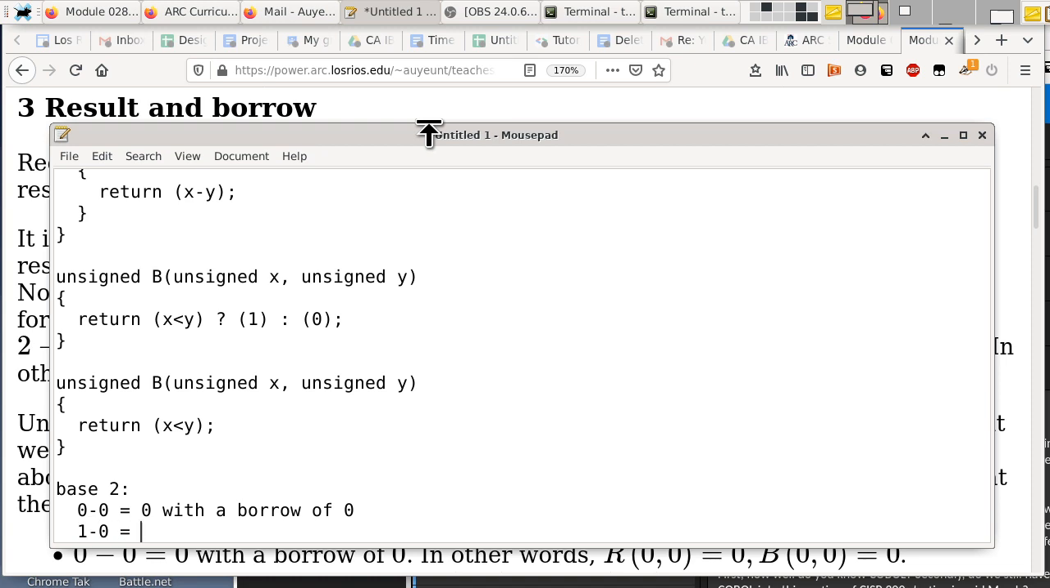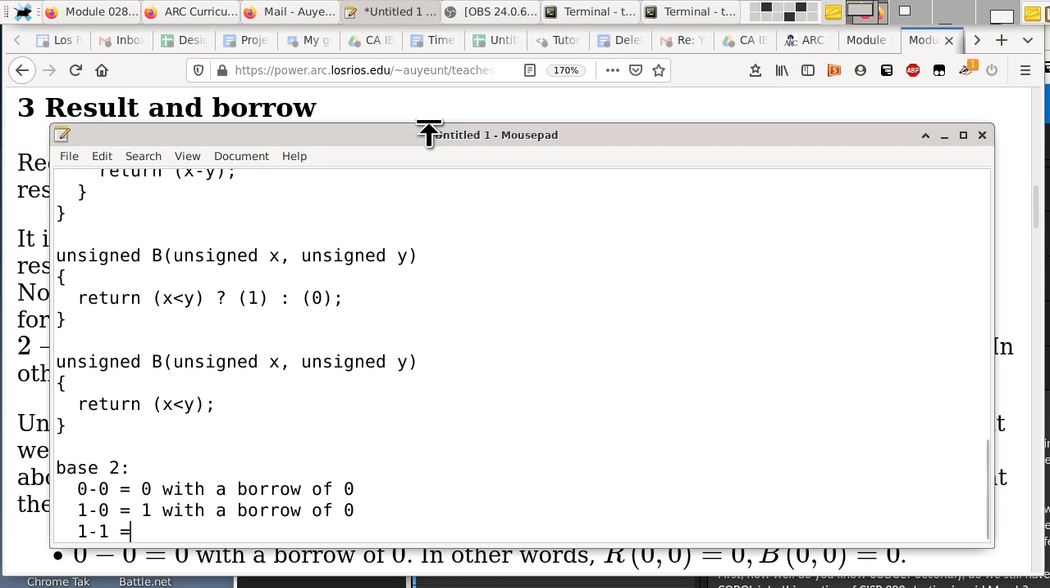How about that? It's 1 with a borrow of 0, because 1 is greater than 0 and therefore there's no need to borrow. Very good. What about this? 0 with a borrow of 0.